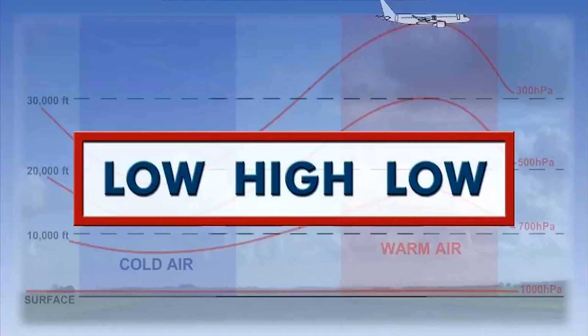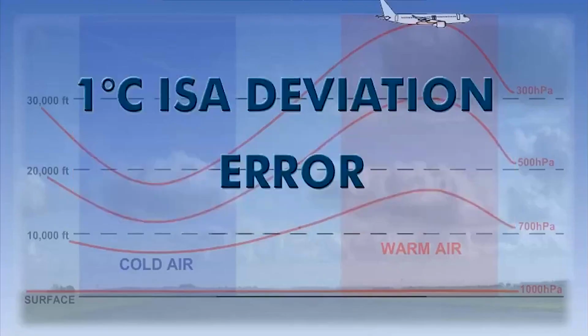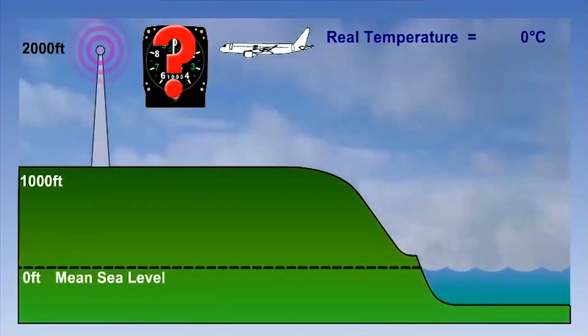So to provide more accurate indications, we have a formula that enables us to calculate the error. This formula states that for every 1 degree Celsius deviation from ISA, the error in the altimeter is 4 feet per 1000 feet. This formula is derived from another formula we saw in the pressure lesson. That formula was telling us the height difference per hectopascal. The best way to explain this new formula is to go through an example.